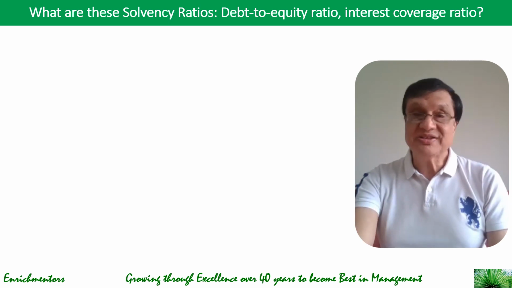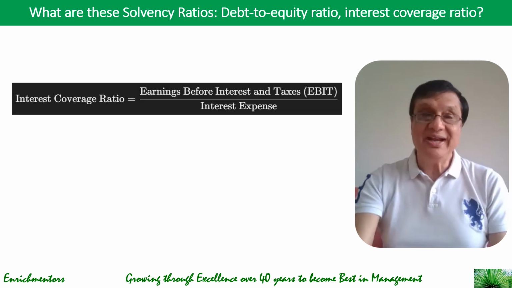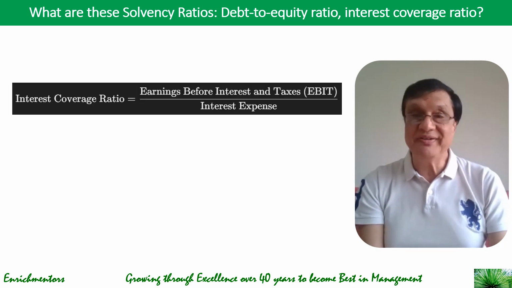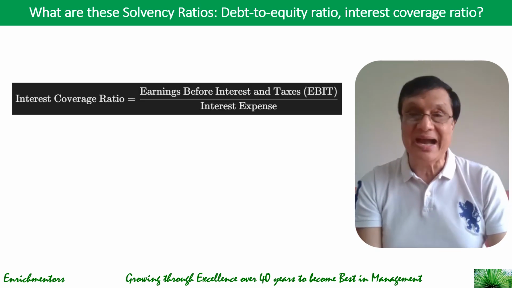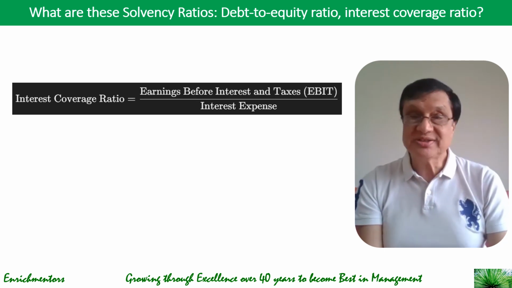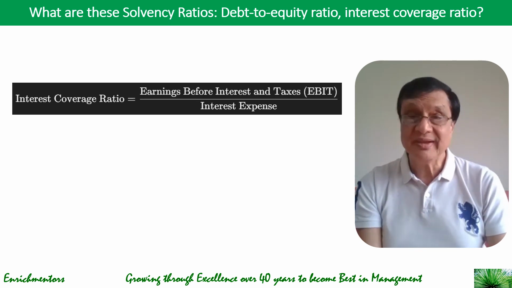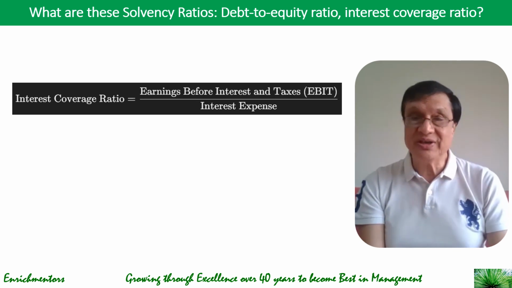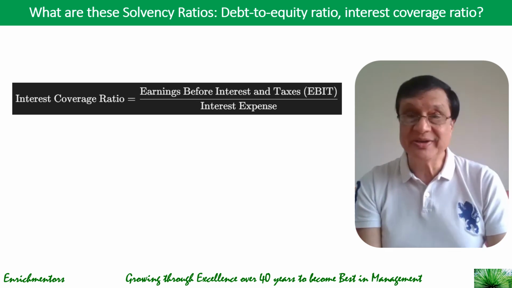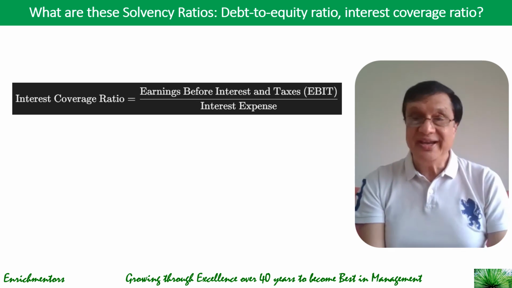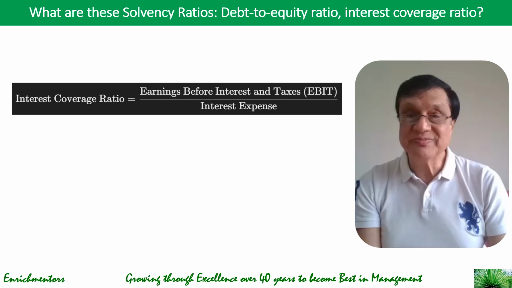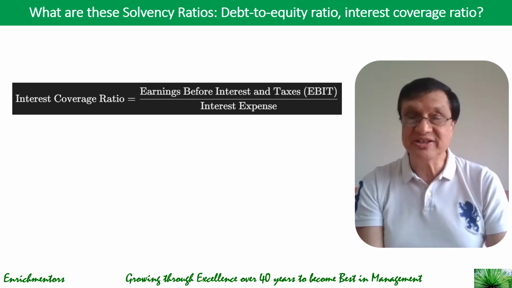Then there is the interest coverage ratio. The formula for that is earnings before interest and taxes, EBIT, divided by the interest expenses. This measures the company's ability to meet its interest obligation on debt. It shows how many times a company can cover its interest expenses with its earnings. A higher ratio indicates that the company is more capable of handling its interest expenses, while a low ratio signals potential financial strain.